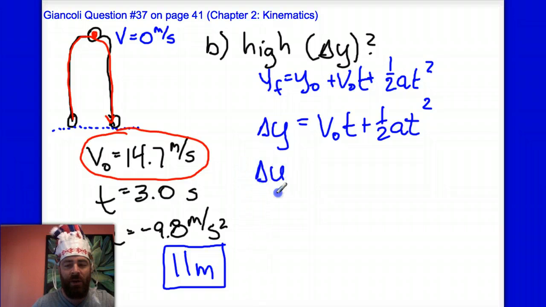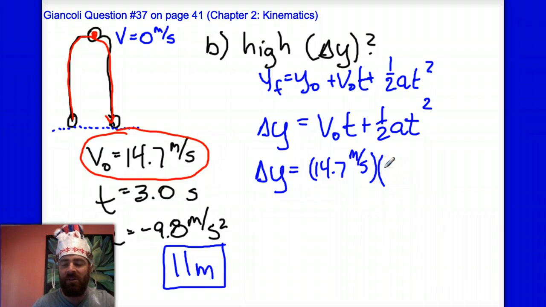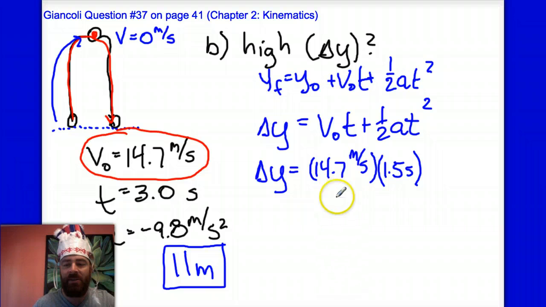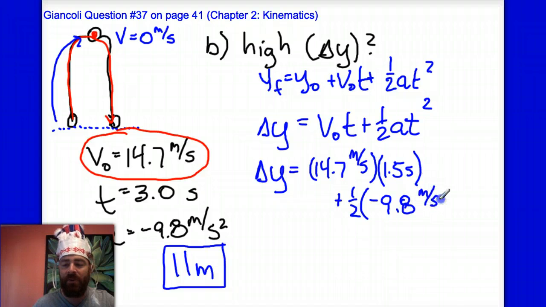I can say, all right, well, my vertical displacement is going to be equal to my initial velocity, which is going to be positive 14.7 meters per second. Of course, that's an upward velocity, times the time. Notice I need to make this adjustment to 1.5 seconds because we're talking about half the time that it takes to get up here to its maximum height. And to that, I'm going to add 1/2 times negative 9.8 meters per second squared times 1.5 seconds squared.